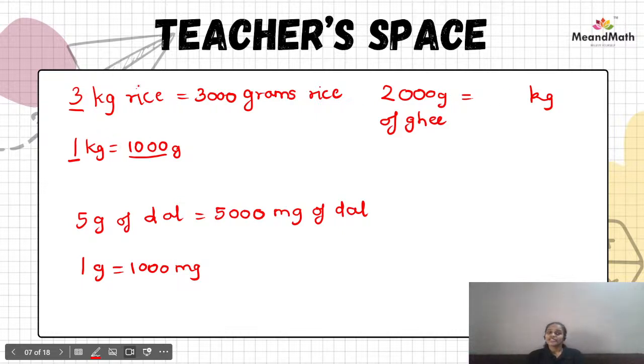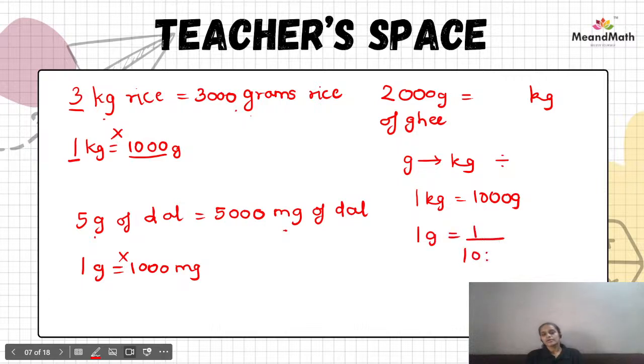The logic is that when we have to go from a bigger unit to a smaller unit, we do multiplication. But when it comes to converting a smaller unit to a bigger unit, we have to divide. As we already know, 1 kg equals 1000 grams. That means 1 gram will equal 1 upon 1000 kgs, that is 1 divided by 1000 kgs. So 2000 divided by 1000 kgs. What do we get?